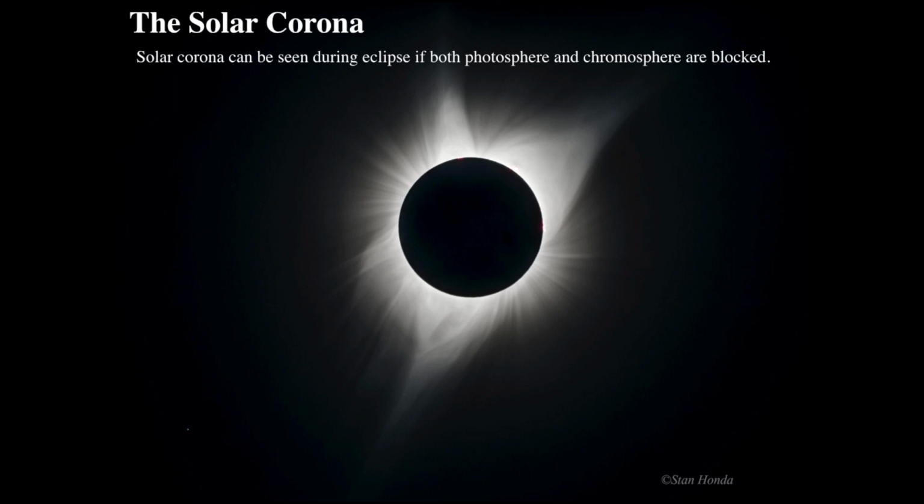The photosphere is where most of the light that we see comes from, but the corona is only visible when the photosphere and chromosphere are both blocked. So you need a total solar eclipse in order to see it. And if you go to see a total solar eclipse, yes, you actually do see this in the sky. It's absolutely fantastic and gorgeous.